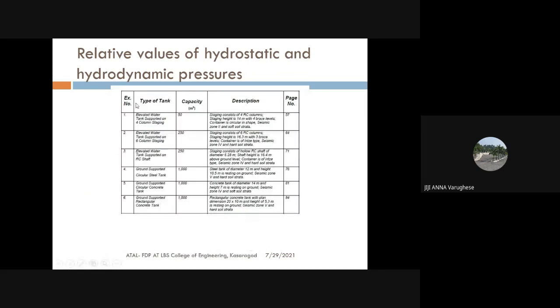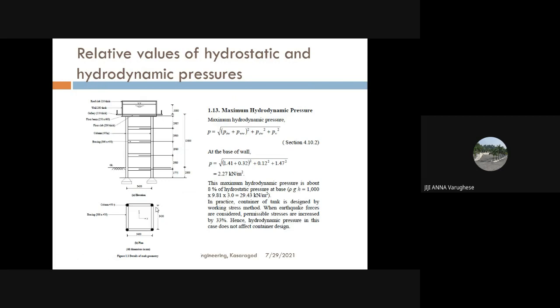About 6 examples were given in that guideline, and 3 of them are elevated water tanks and 3 are ground supported tanks, and capacity varies from 50 meter cube to 1000 meter cube. And they have done a detailed calculation for the hydrodynamic pressure for the first, fourth and sixth water tank. And we will see what is the relative value of hydrostatic and hydrodynamic pressure.